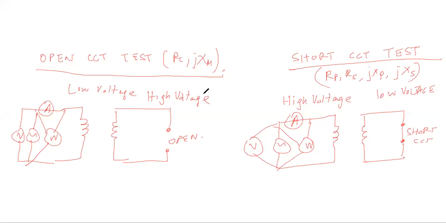So we use these two tests. So basically, the measurement instruments that we are going to be using will be an ammeter, voltmeter, and wattmeter. And using these readings, we are going to find RC and JXM. And again, in this test, we are going to use the readings of the voltmeter, ammeter, and wattmeter to find RP, RS, JXP, and JXS. And we have to be very sure that this is much less than the rated voltage, otherwise the transformer will burn.